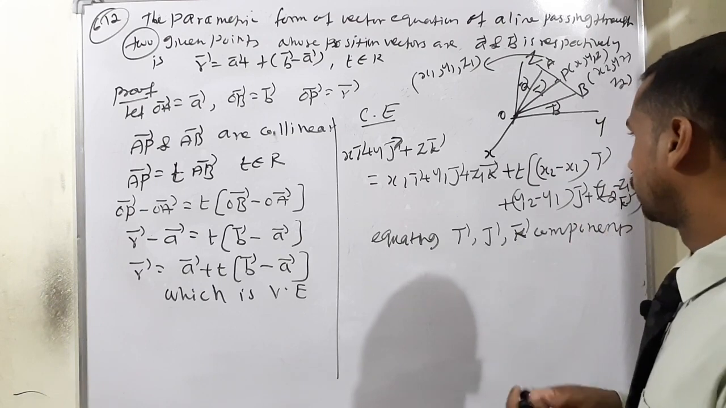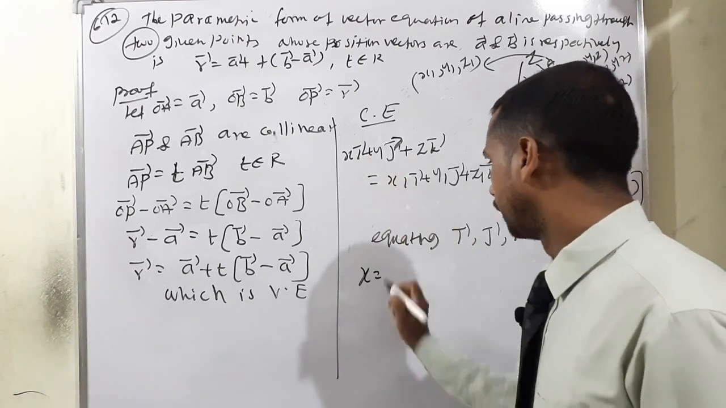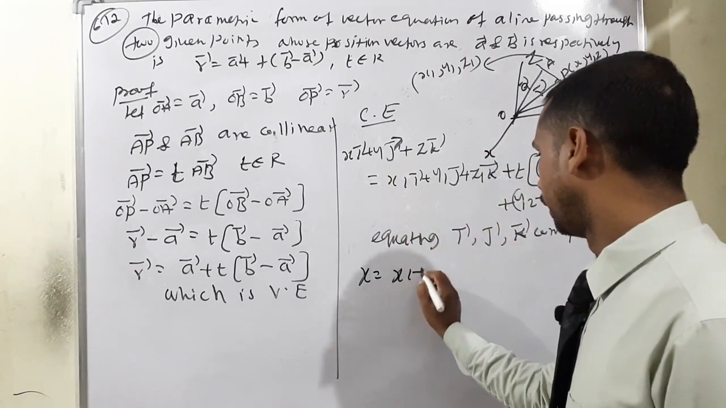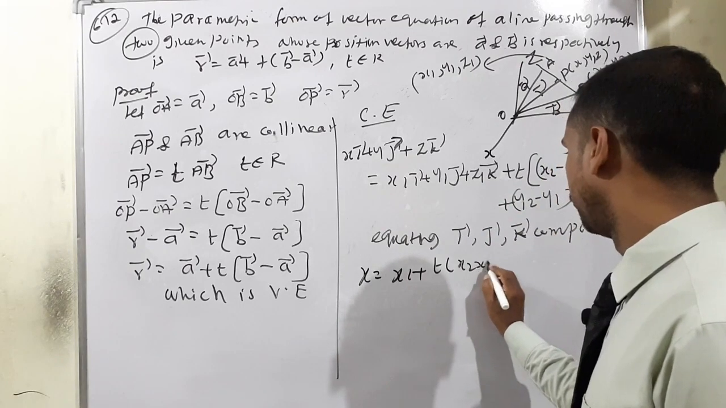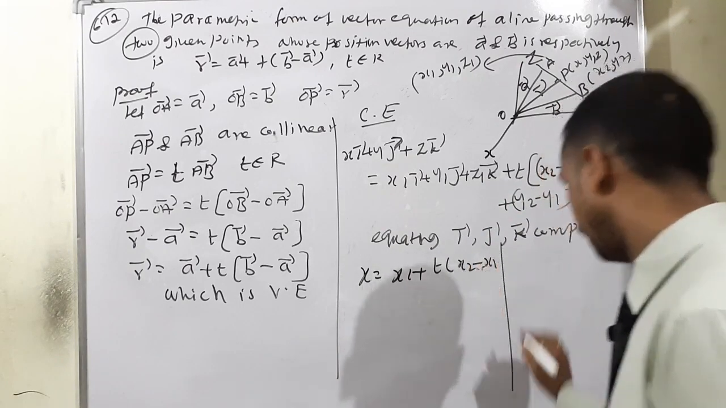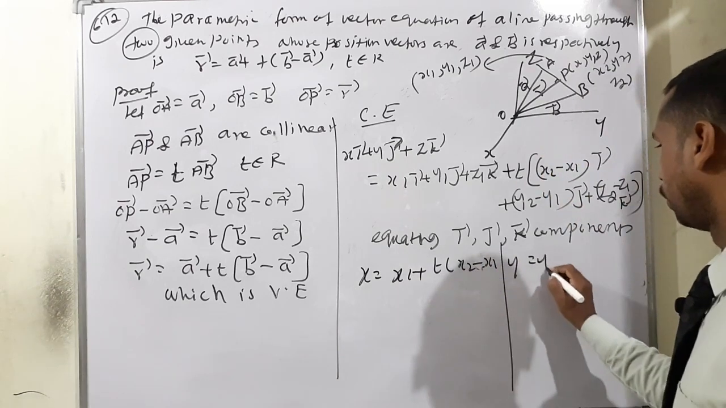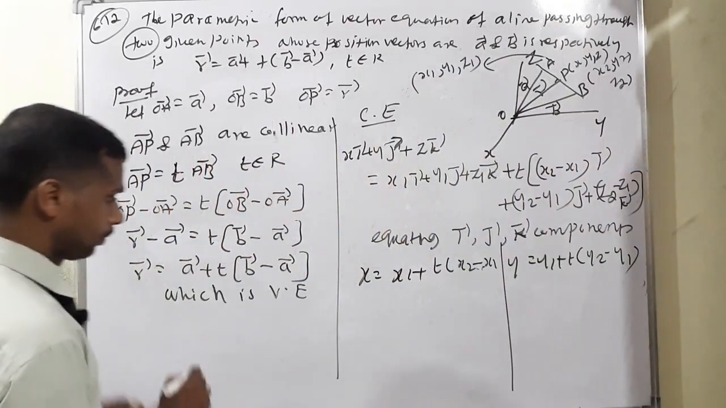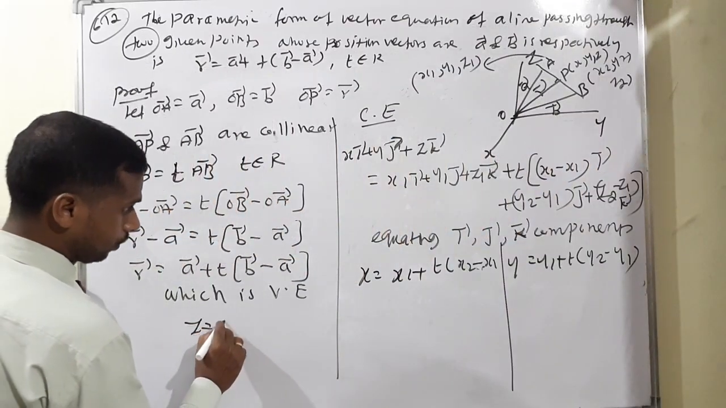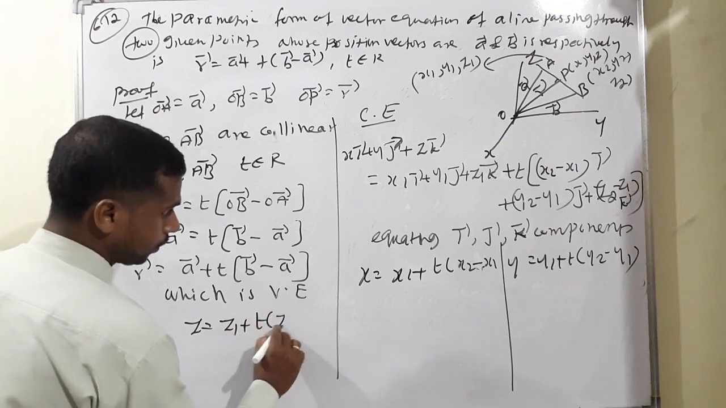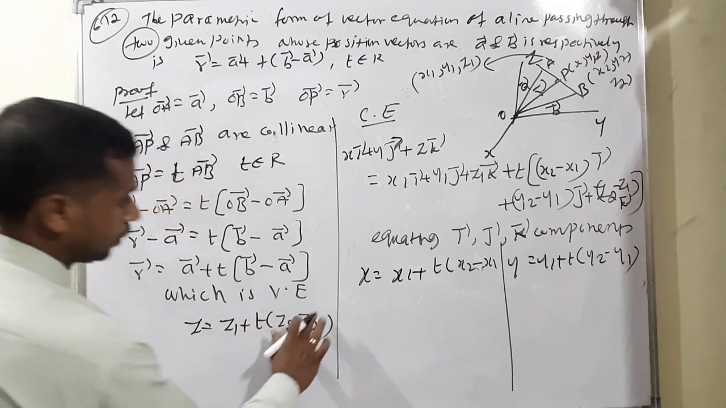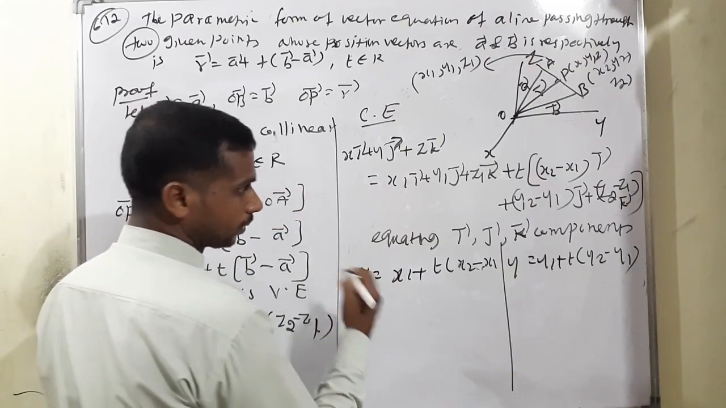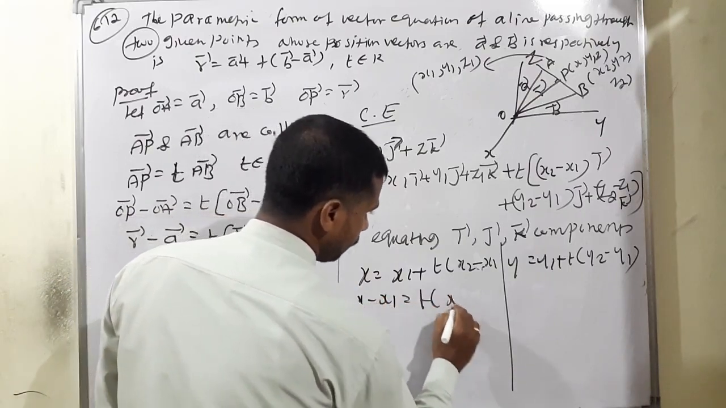So i vector, j vector component means opposite side: x is equal to x1 plus t into x2 minus x1. The next condition: y is equal to y1 plus t into y2 minus y1. The last condition: z is equal to z1 plus t into z2 minus z1. Therefore, bring x1 to the opposite side, it becomes minus x1, equal to t into x2 minus x1.